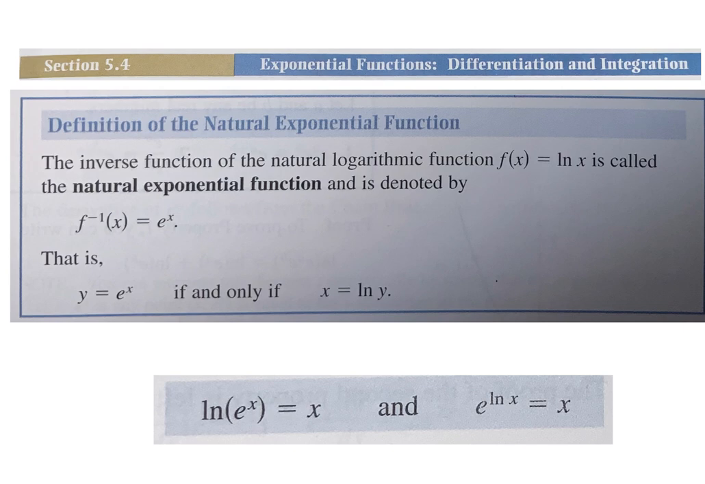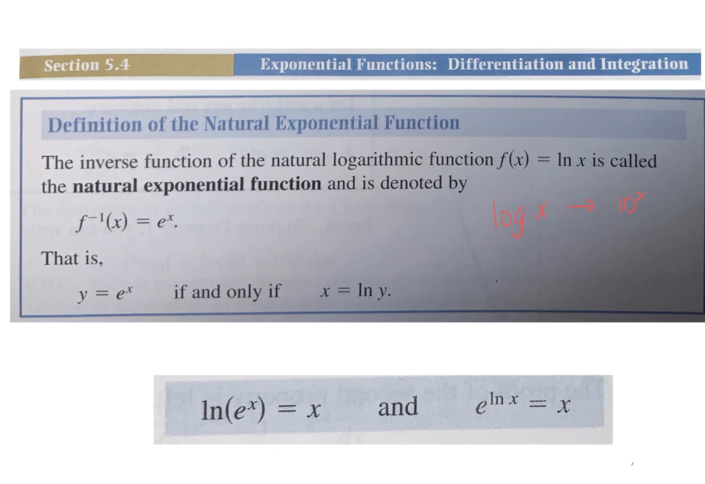Okay, the first thing they point out is the inverse function of a natural log. The inverse function of a natural log is called the natural exponential function. If you recall, your natural log has a base of e, and so logs and exponential functions are inverses of each other. Just like log with a base 10, the inverse of that would be 10 to the x. That's all this is saying here.